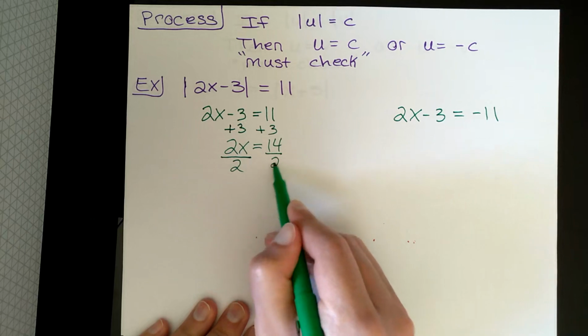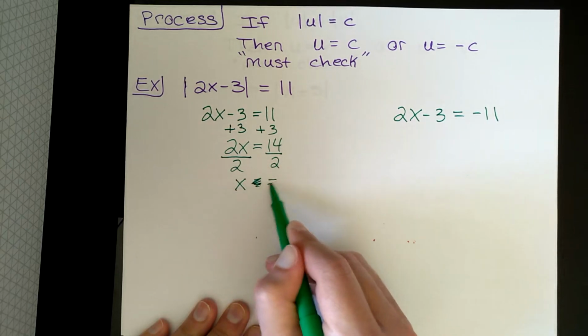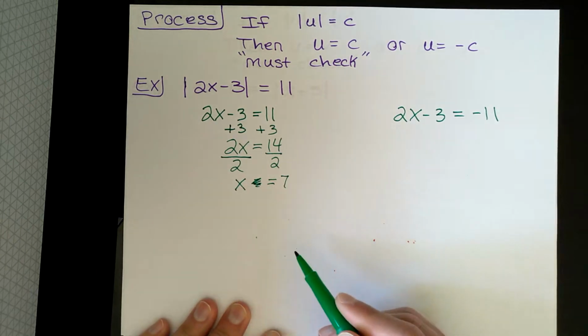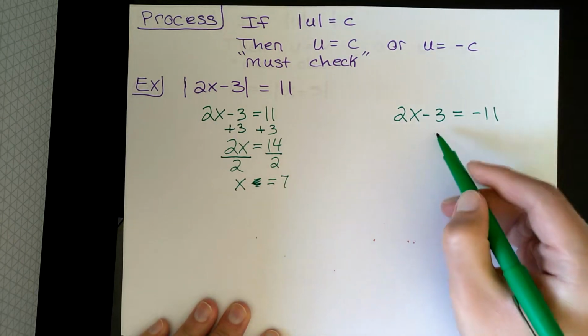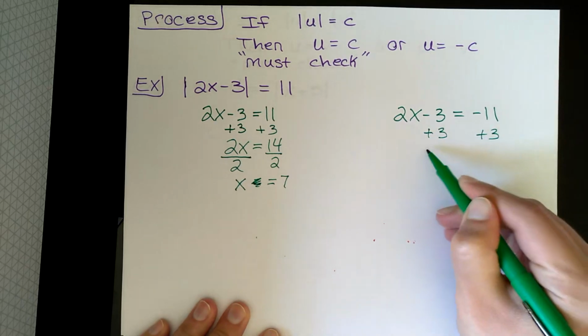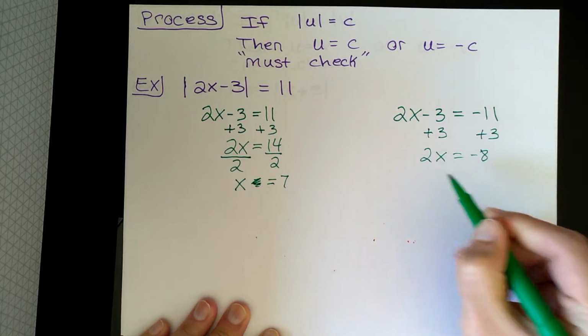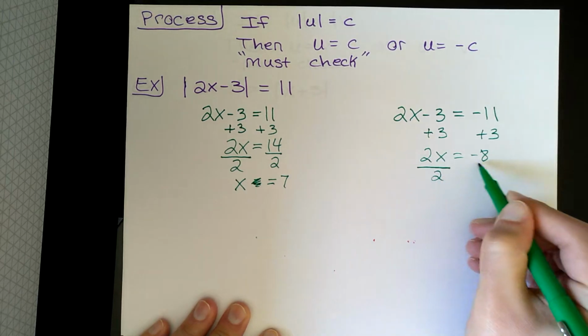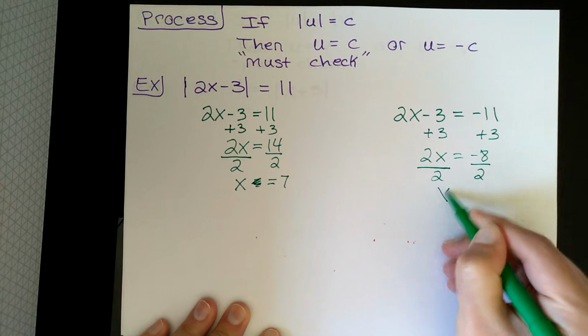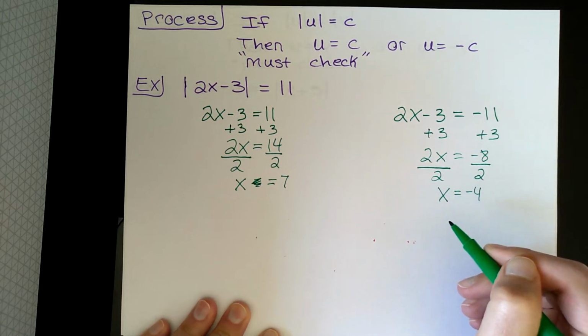And then divide each side by 2 to get x equals 7. And over here, again, we will add 3 to each side, to get 2x equals negative 8. And then divide each side by 2 to get x equals negative 4.